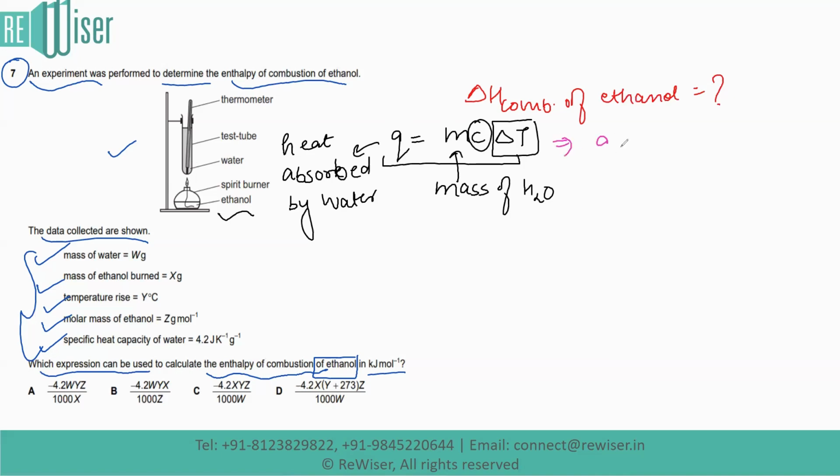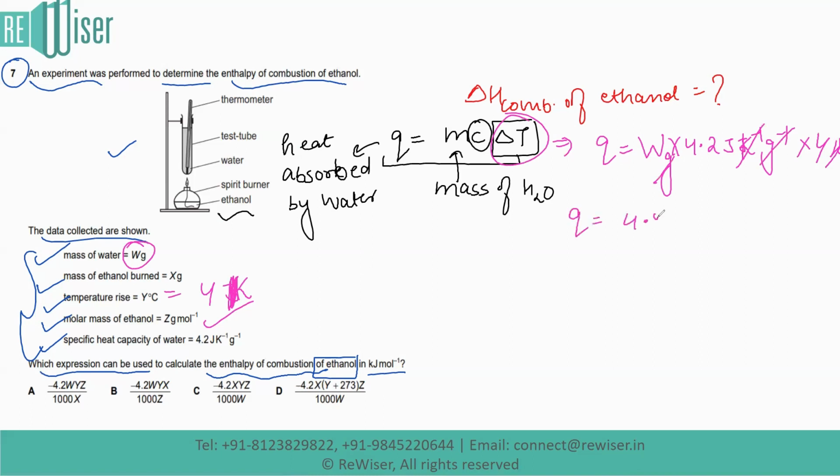This implies that Q is equal to m times c times delta T. Mass of water is W grams. C is heat capacity, which is 4.2 joule per Kelvin per gram. Times we have delta T. Now delta T has the same units, either it's Y degree centigrade or Y Kelvin, one and the same thing because it's just a temperature change. So it will be Y Kelvin. So Kelvin and per Kelvin will cancel, gram and per gram will cancel. So Q will be equal to 4.2 W Y joules.